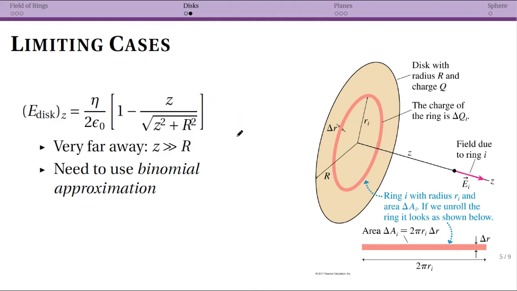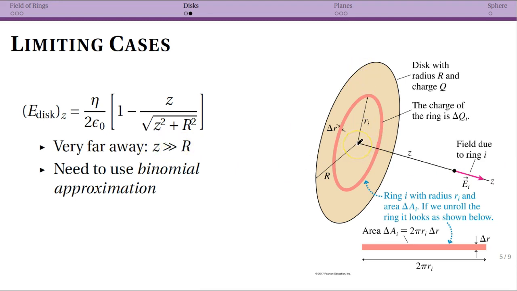Now let's think about some limiting cases, because again, that's always a good way to get a feeling for what this is going to look like. The first one is to think about it being very far away. Again, for a ring of charge, we saw that it did simplify down to being the electric field from a point charge, so we should expect to say the same thing here. If I'm really, really far away from a circle, it just looks like a dot. So that means that z, the distance from the disk itself, is much, much greater than r, the radius of the disk.